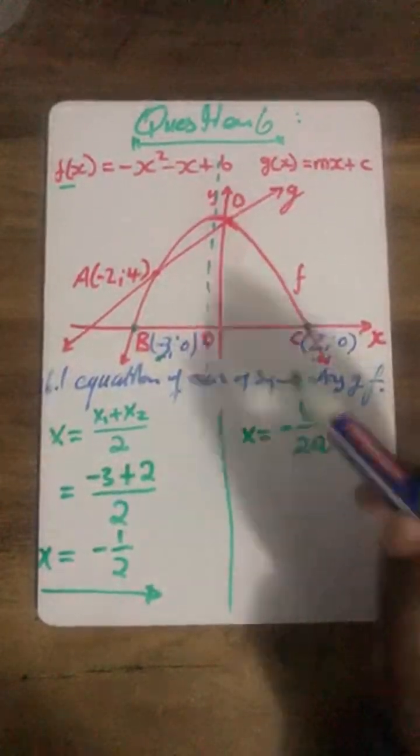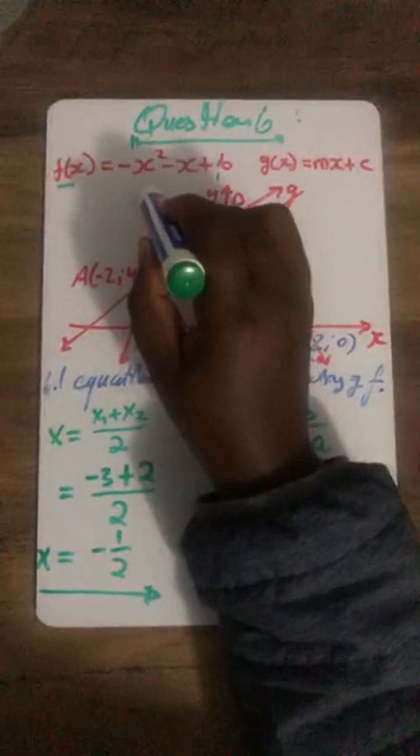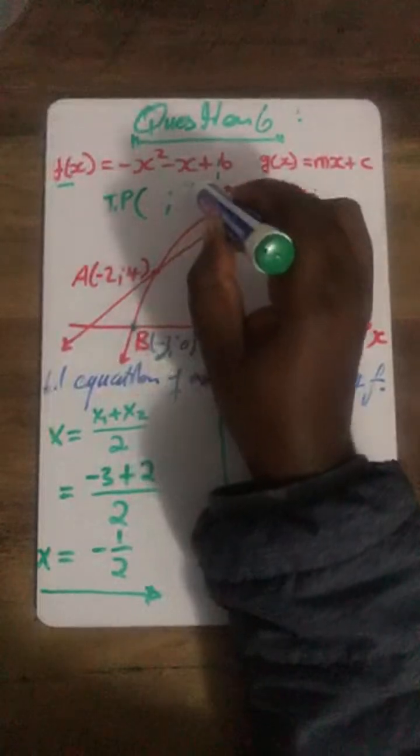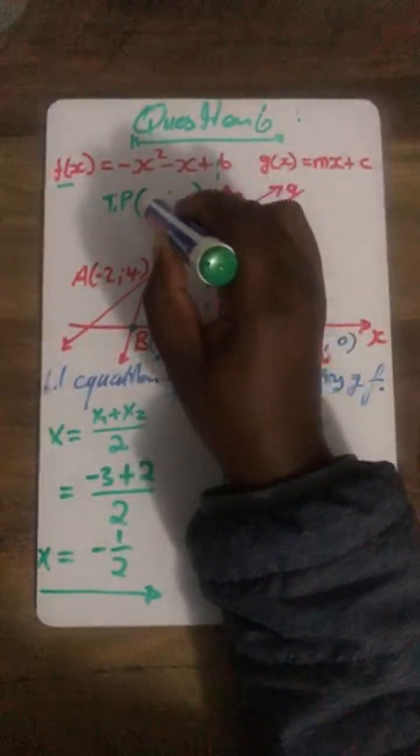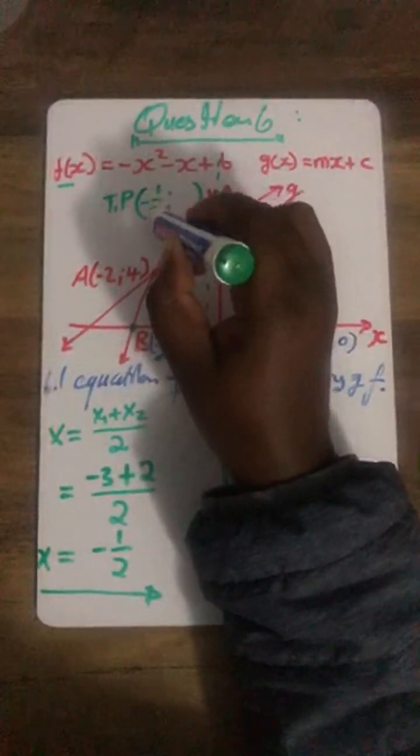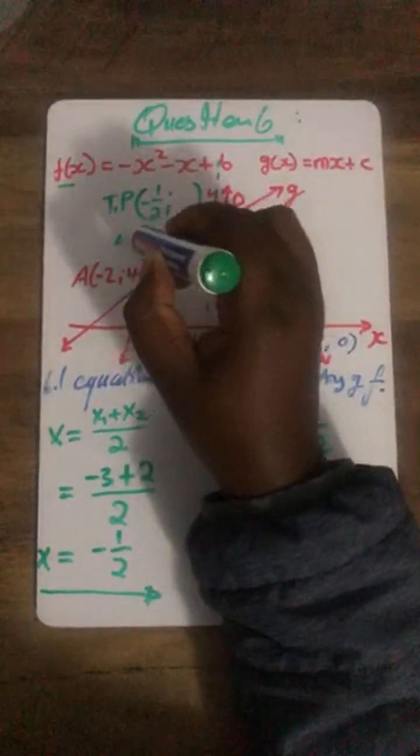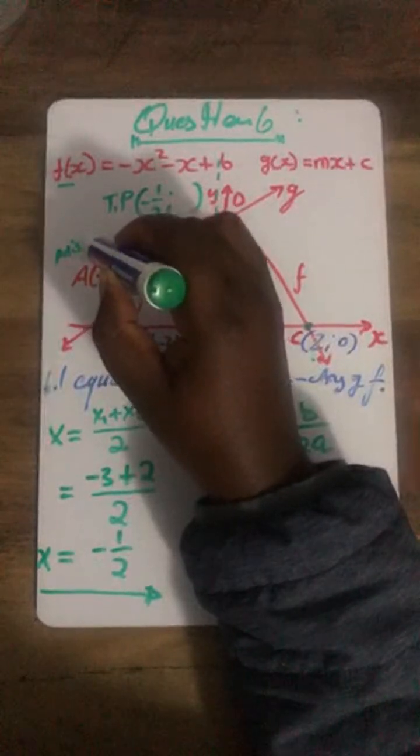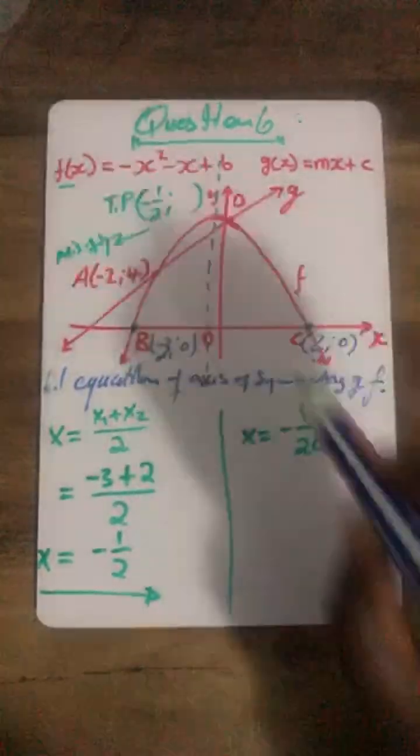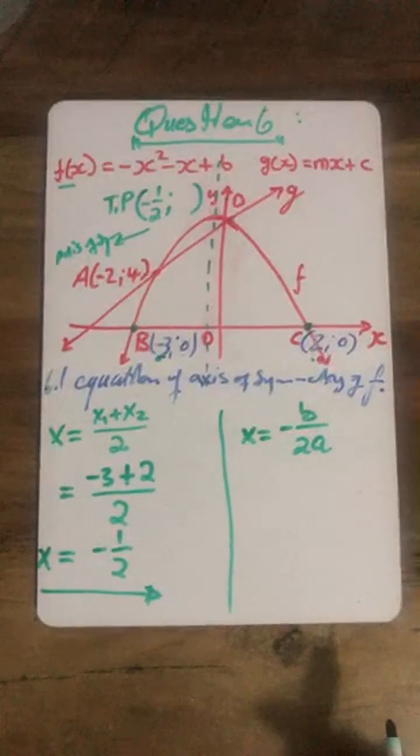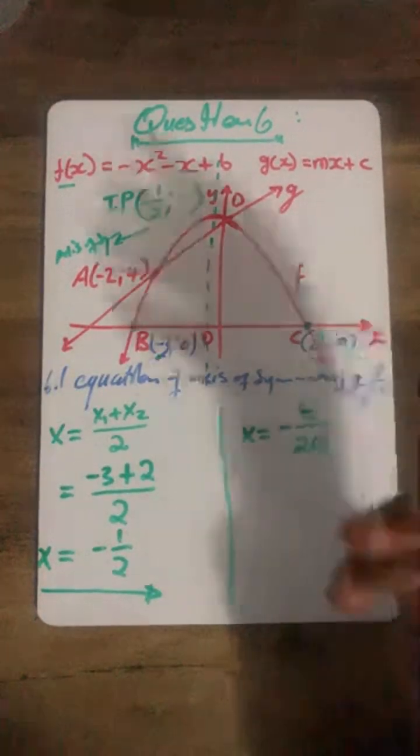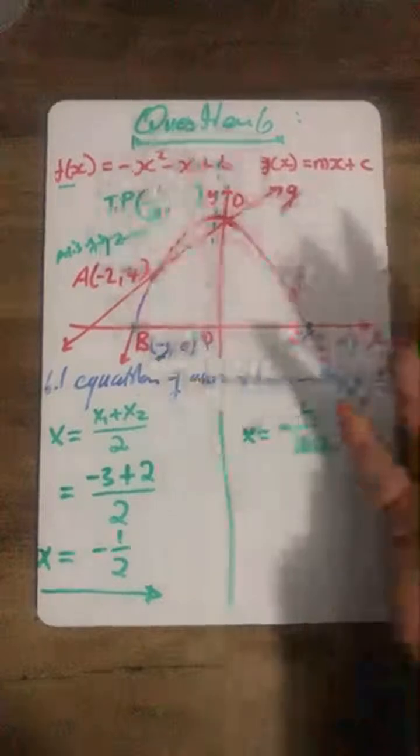In short, your axis of symmetry is the x value of the turning point. Yes, the x value of your turning point is your axis of symmetry. That's if you know what the x values are. But if you do not know what the x values are, you can use this formula.